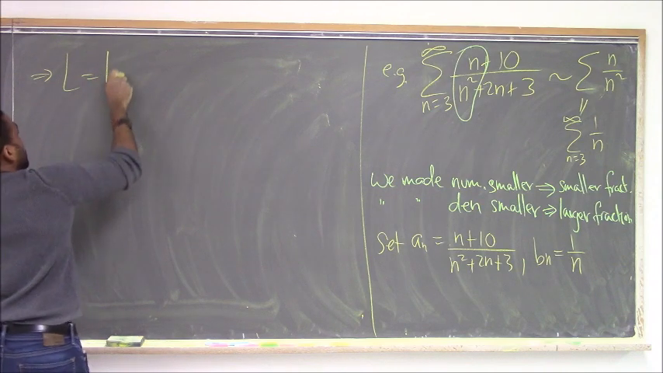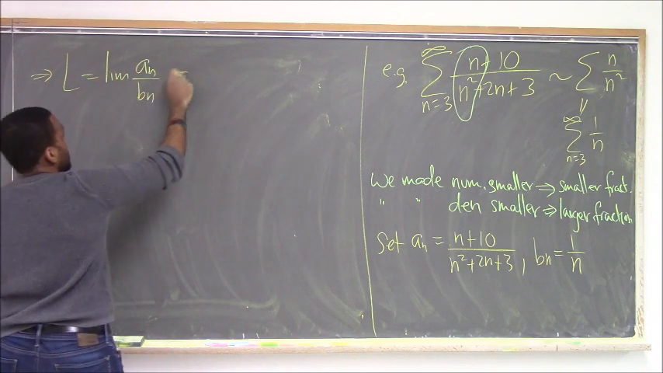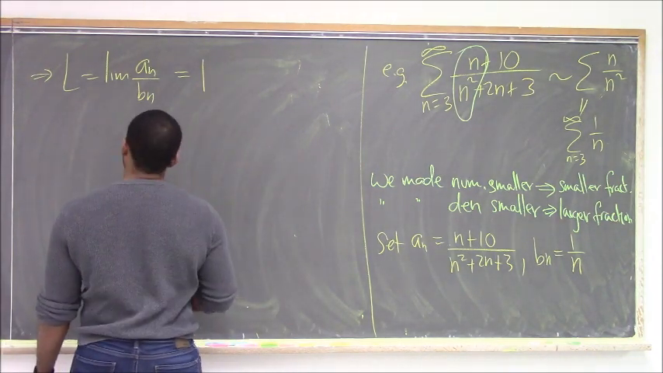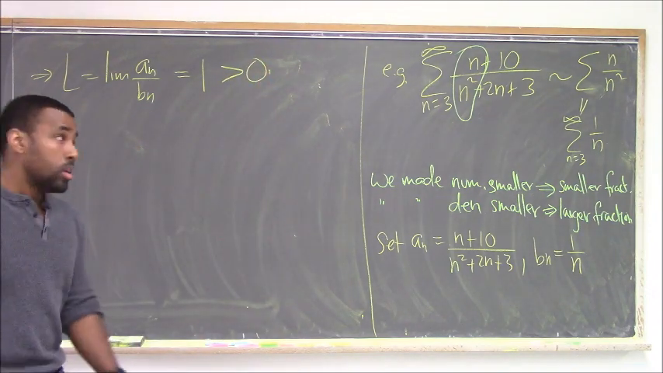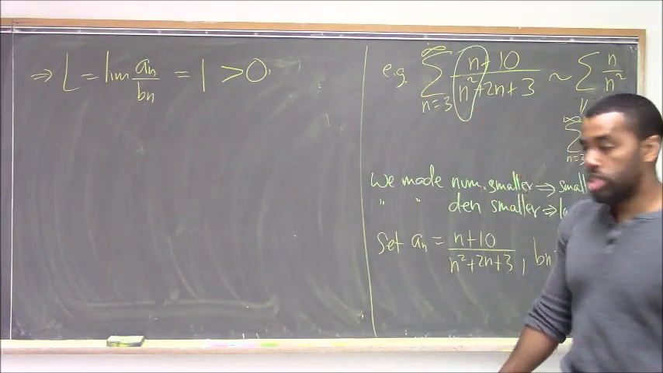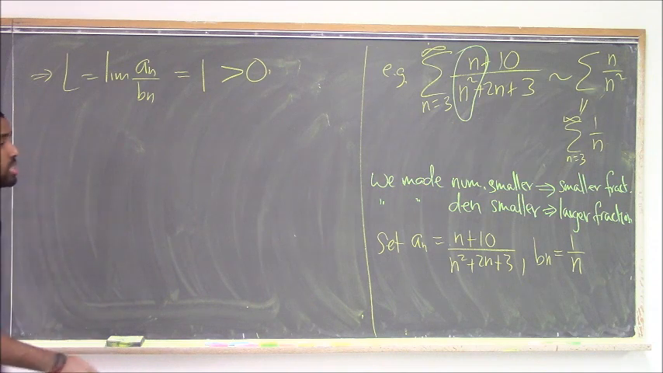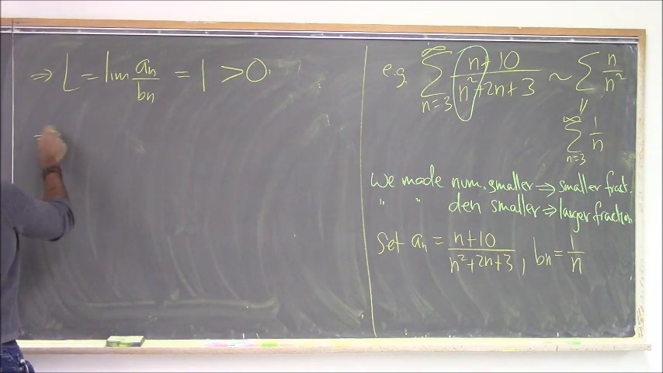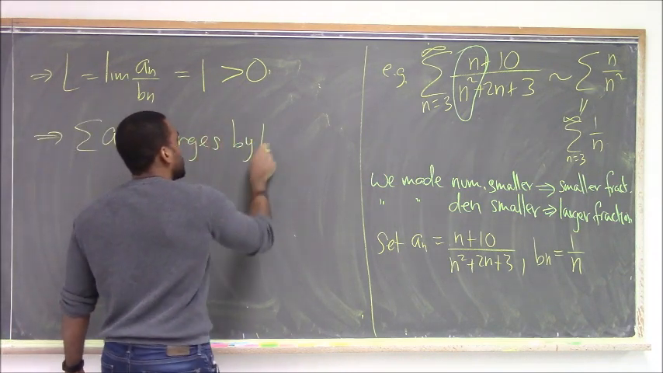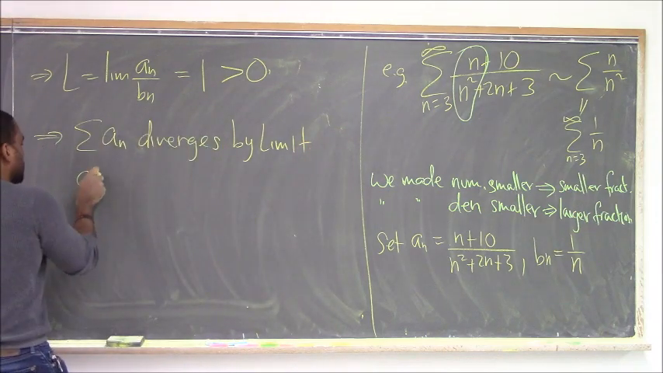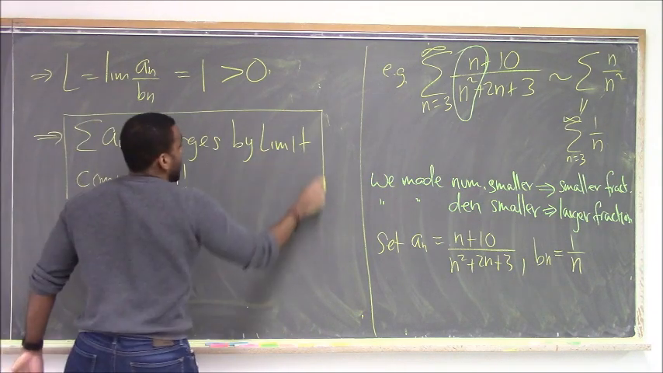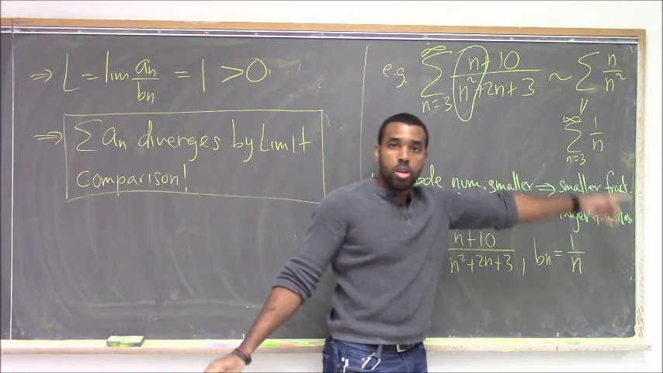Then L equals the limit of an over bn, and that's right, the limit is 1. What's so special about 1? Well, it's bigger than 0. So I get a limit of an divided by bn being 1, which is greater than 0, which means the limit comparison test implies that they both do the same thing. So this guy diverges, and you would say by limit comparison. How do I know? Because I know that bn diverges, because it's harmonic.